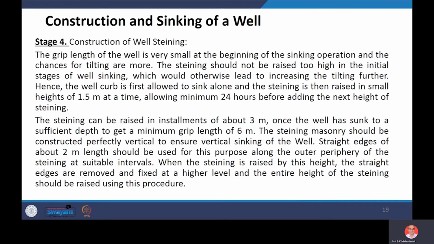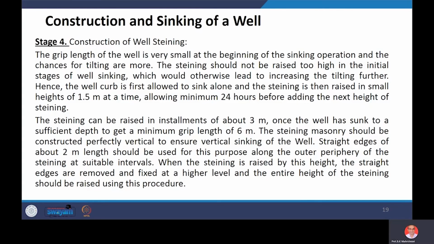So initially, once we are done with the well curb, the next step is raising the steining. The initial height should be only a small height of 1.5 meter. And once you raise 1.5 meter, it should be allowed to set for at least 24 hours so that it gets strength before adding the next height of the steining.